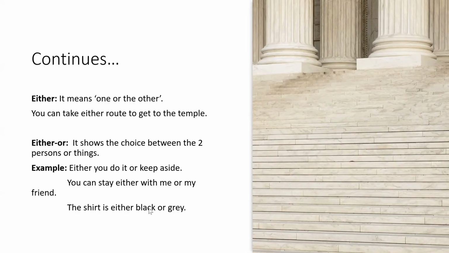See? Look at it, the use of either and then or. Either you do it or keep aside. You can stay either with me or my friend. The shirt is either black or gray. So this is the use of either and either/or.